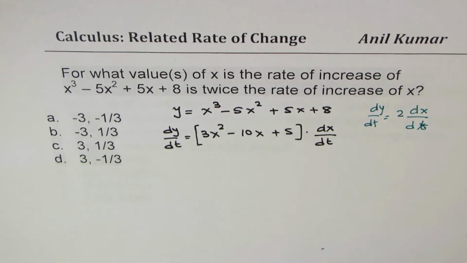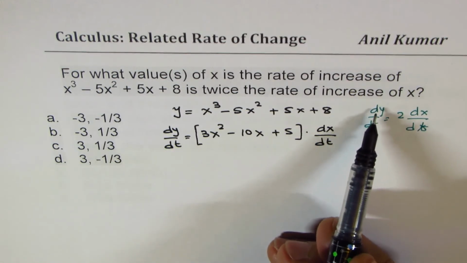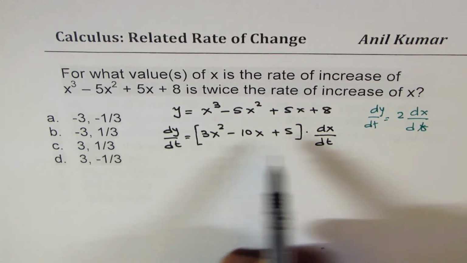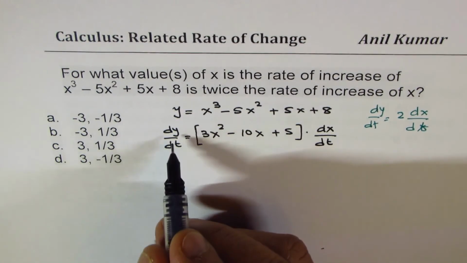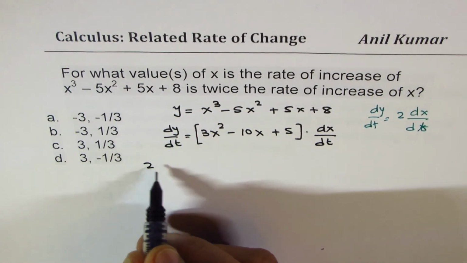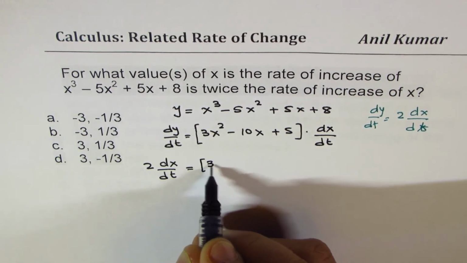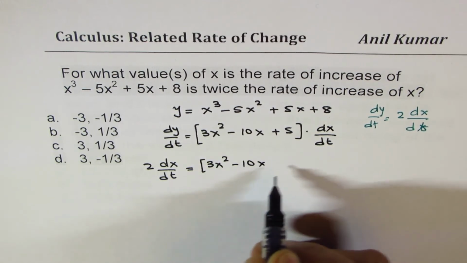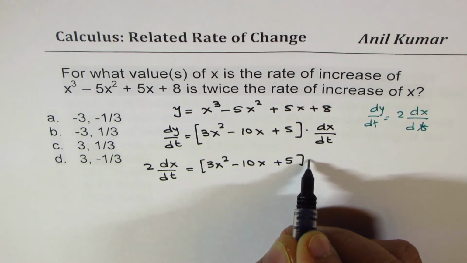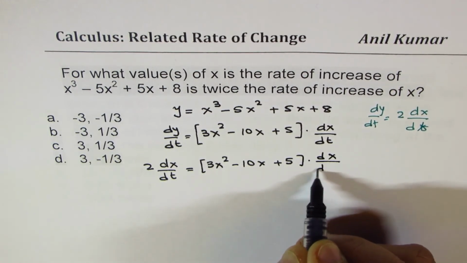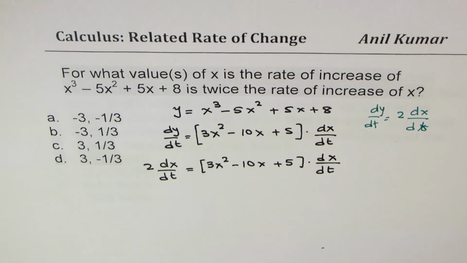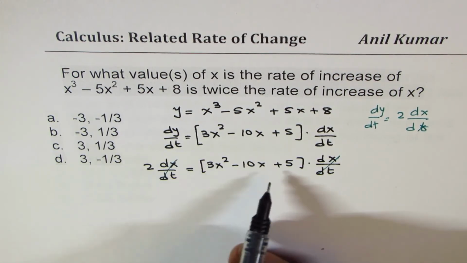dx by dt. This is what we have to find, correct? So now from this equation, if I replace dy by dt by 2 dx by dt, I can find what x is. So replacing dy by dt by twice dx by dt, we get 3x squared minus 10x plus 5 times dx by dt, right? Now dx by dt cancels, and we have one equation which can be solved easily, which is a quadratic equation.